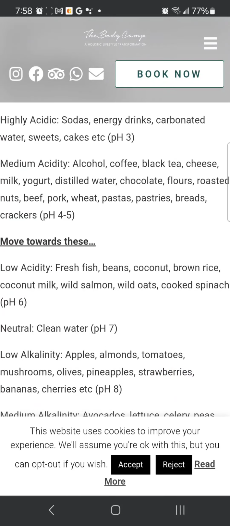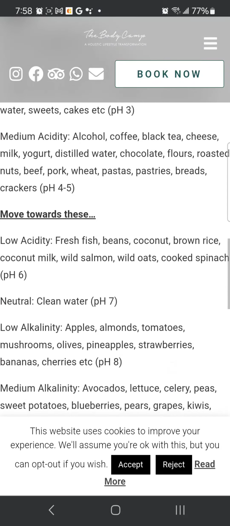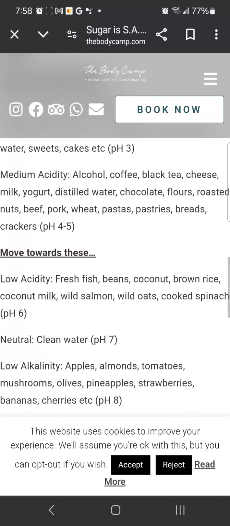So, okay, medium acidity: alcohol, coffee, tea, cheese, milk, yogurt, distilled water, chocolate, flours, roasted nuts, beef, pork, wheat, pastas, pastries, breads, crackers. Basically, I cut out alcohol, coffee, tea. I still eat cheese and milk, but actually not really milk. I eat yogurt very rarely. Distilled water, pretty much sometimes. Chocolate, no. Flours, yeah, I have some of that. Roasted nuts, sometimes, I cut out a lot of nuts.